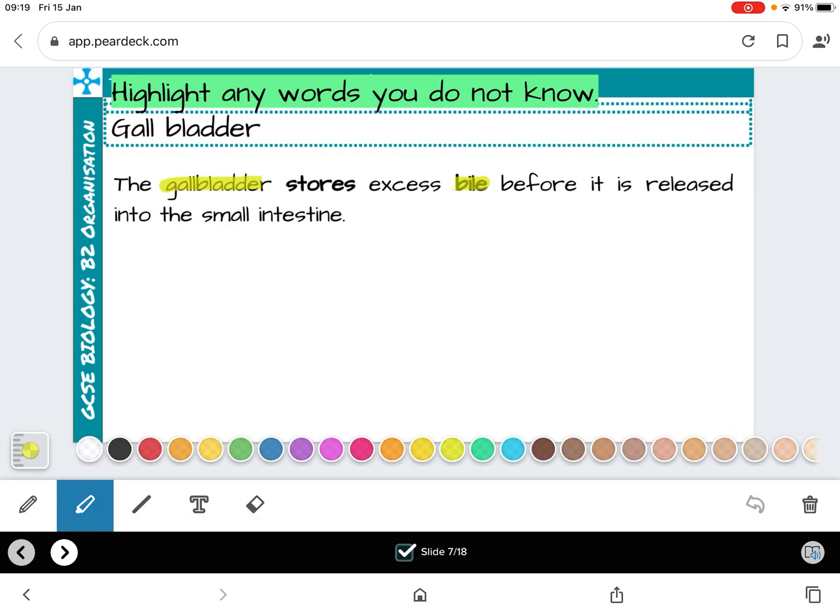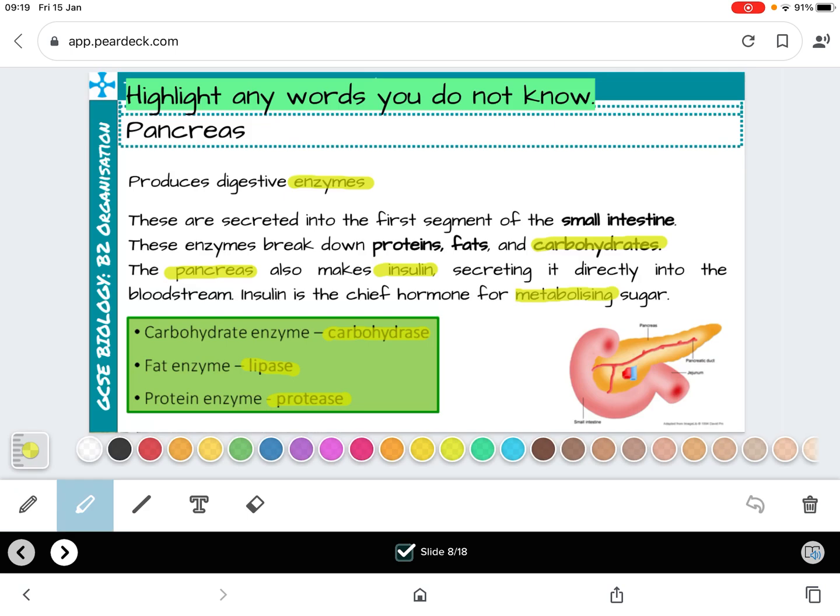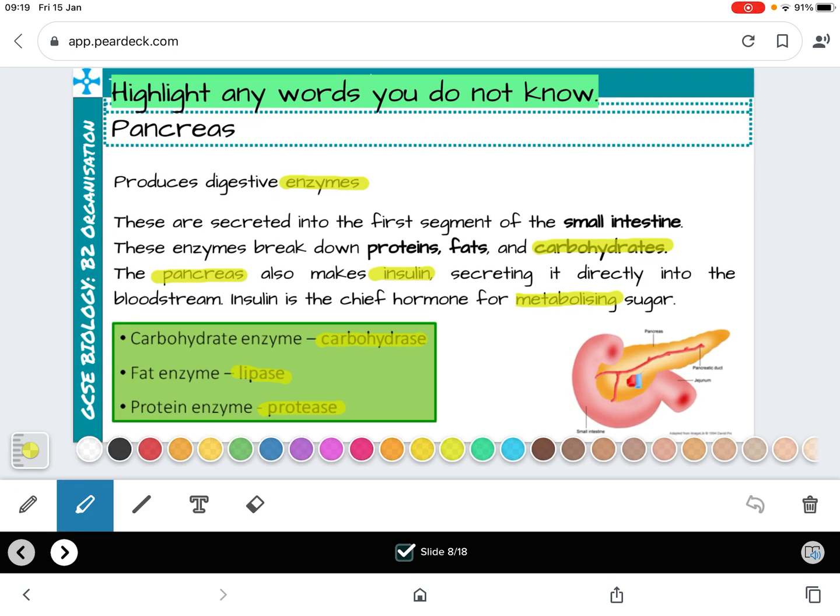The gallbladder stores excess bile. Bile is a chemical that will break up fat. It will emulsify it, that means make it into little droplets, so it's easier to be digested later on. And then we move down into the pancreas. The pancreas produces lots of digestive enzymes. The enzymes are the chemicals that break up the food. They are secreted in the top part of the small intestine, and they have different names. They break down proteins, fats, and carbohydrates.